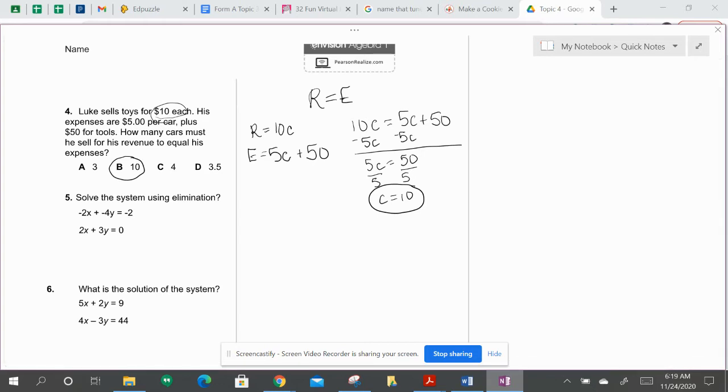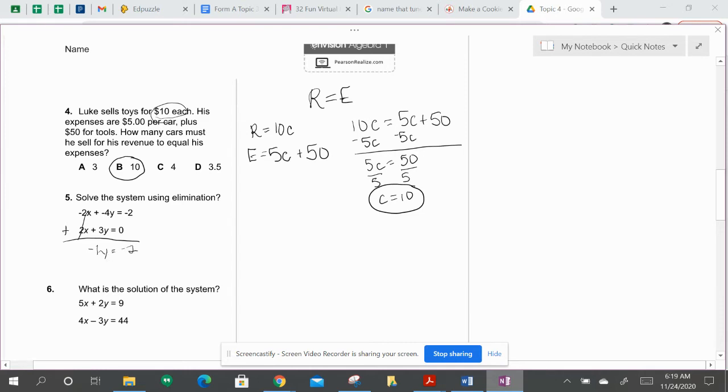Number 5 says solve the system using elimination. So elimination means I need everything lined up and I need opposites. So I've got everything lined up and I have opposites too, negative 2x and positive 2x. So all I need to do is add to eliminate. Negative 2x plus 2x is eliminated. Negative 4y plus 3y becomes negative 1y, and negative 2 plus 0 becomes negative 2.